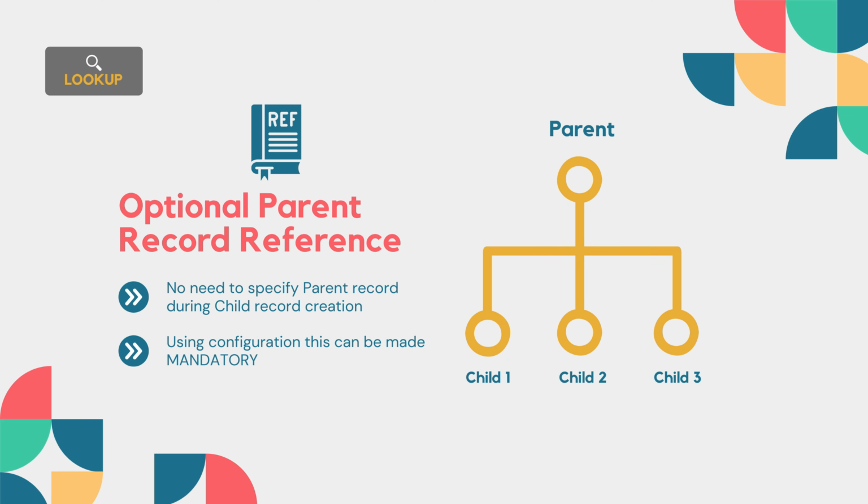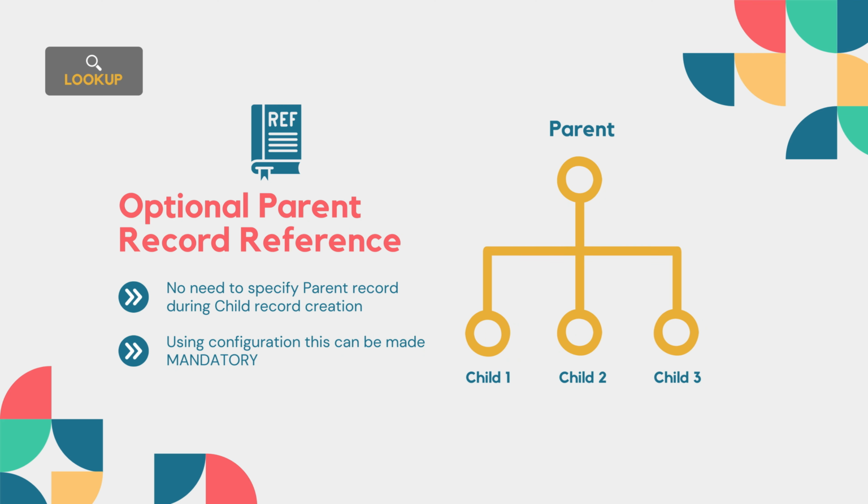In case of master detail, children, that is detail records, get deleted automatically upon deletion of the related parent records. However, this feature is not available by default for lookup relationships. Specifying the parent record is mandatory in master detail while it's optional in lookup. However, in lookup we can make this mandatory using configuration.